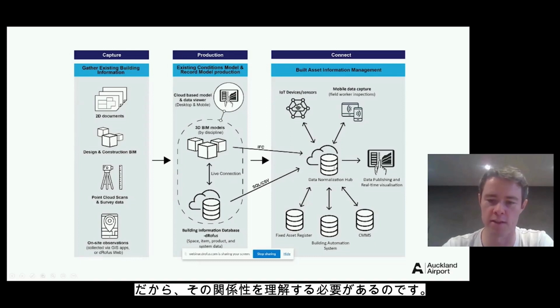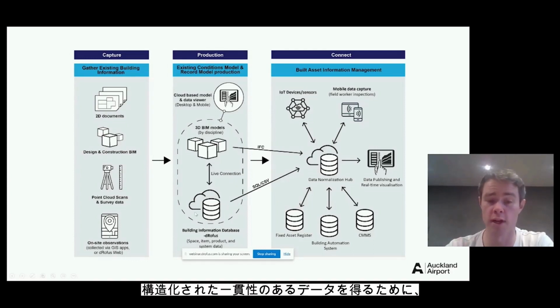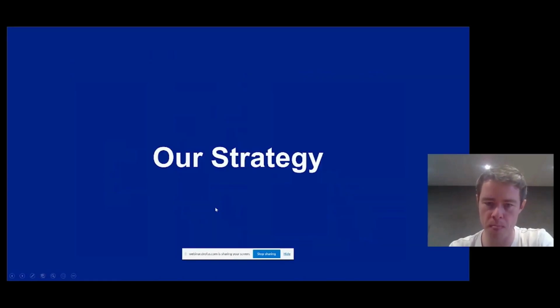So we need to understand what those relationships are. And in terms of feeding in quality building data, dRofus will play a big role in that, in getting structured, consistent data.